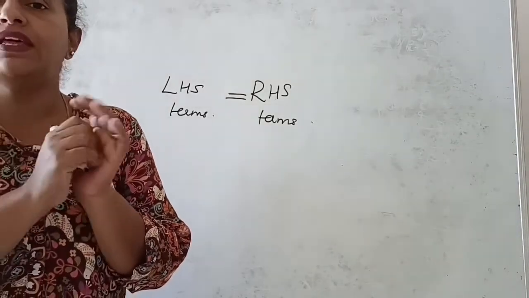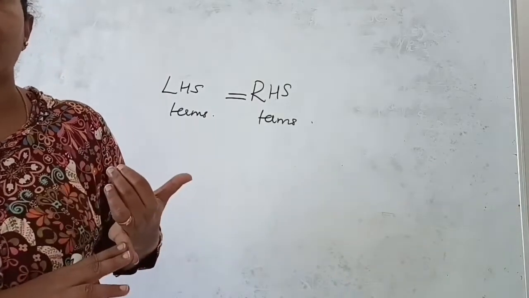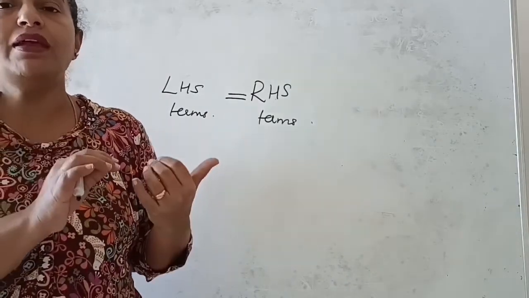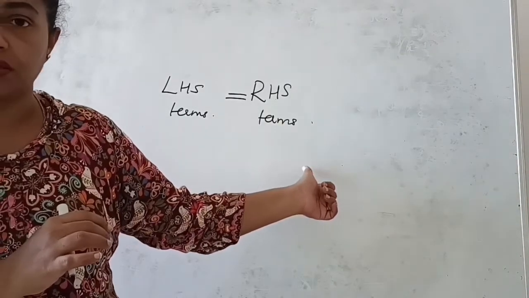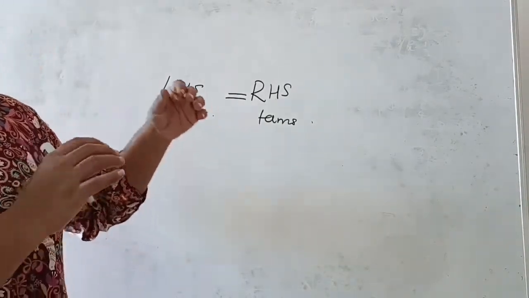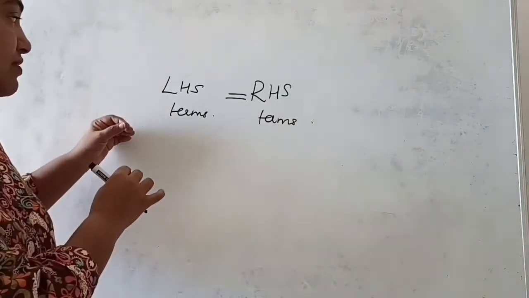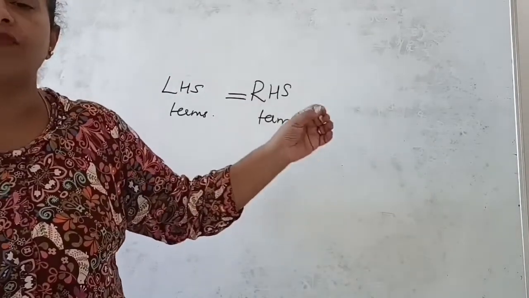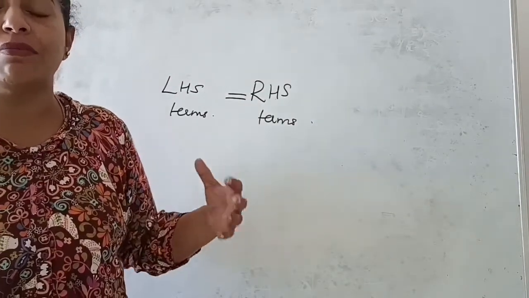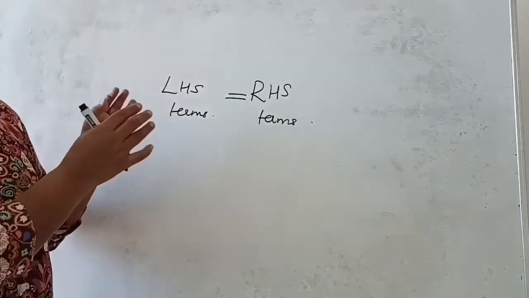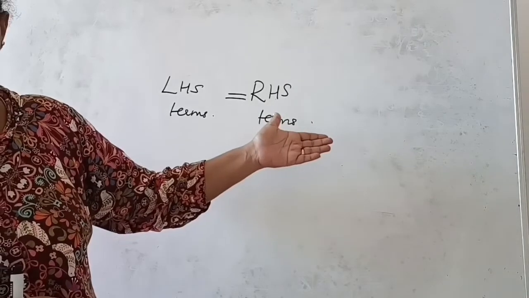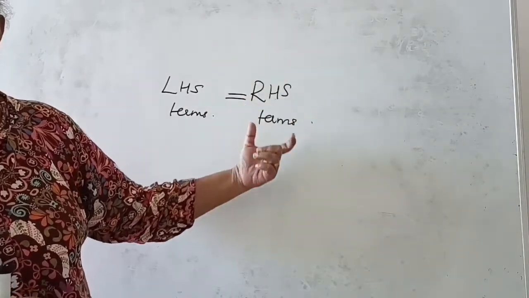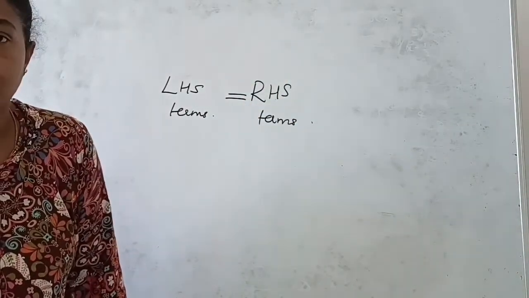Now the first rule of the linear equation says that you can add or subtract the same term on the LHS and on the RHS. Which means that if I am adding a term on the LHS, I have to add the same term on the RHS. That is a better way to put it. Or if I am subtracting a term from the LHS, the same term has to be subtracted from the RHS to maintain the balance of the linear equation.